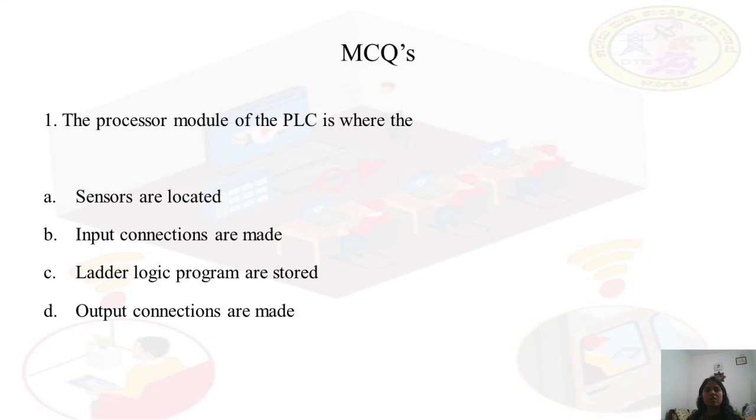Now let us solve some MCQs on this session. The first question. The processor module of the PLC is where the dash. A. Sensors are located. B. Input connections are made. C. Ladder logic program is stored. D. Output connections are made. What is the answer? What will we be storing in the processor module? We are storing the ladder logic program. So the answer is C.